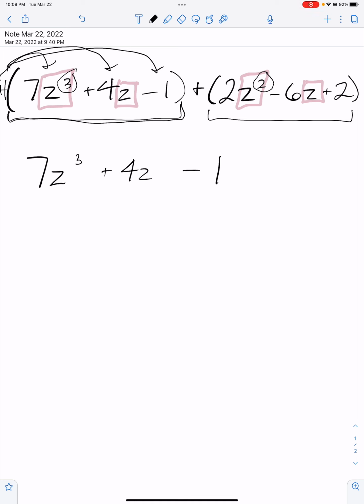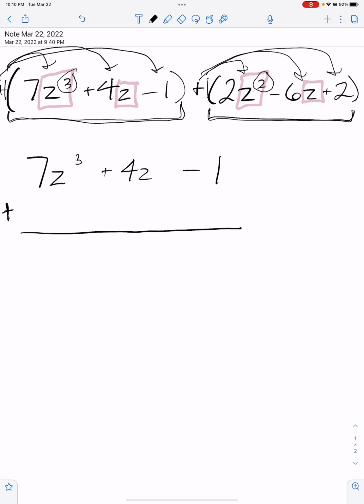Now I go to my second set of polynomials, and again I see it's a positive 1 that you'd be distributing in, so I know that those brackets can disappear, nothing has changed. But now I'm going to stack them underneath here. But again, I know I can only stack like bases. And I notice that I have a 7z cubed here, but I don't have a z cubed over in this set of polynomials.